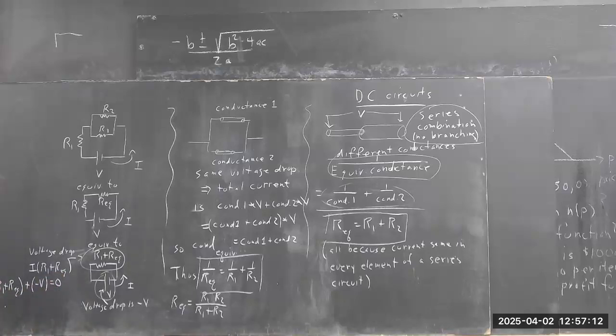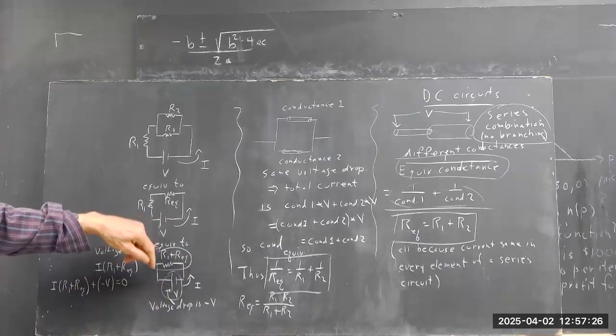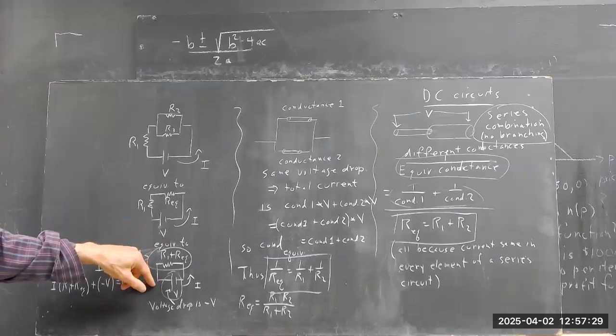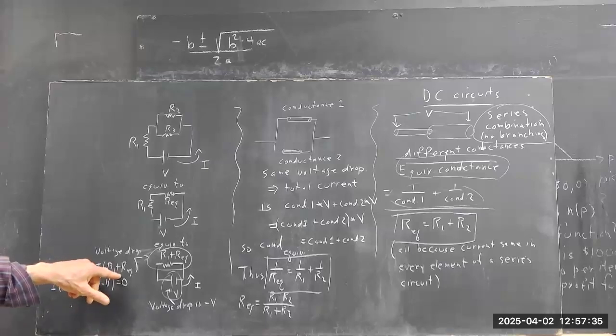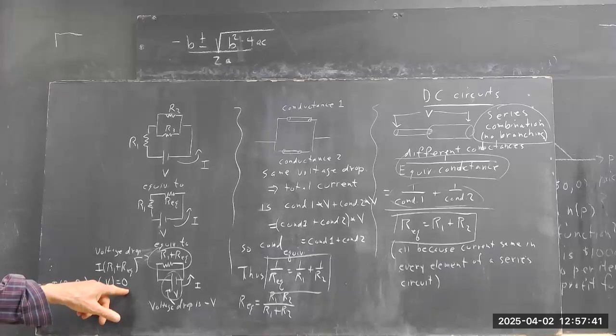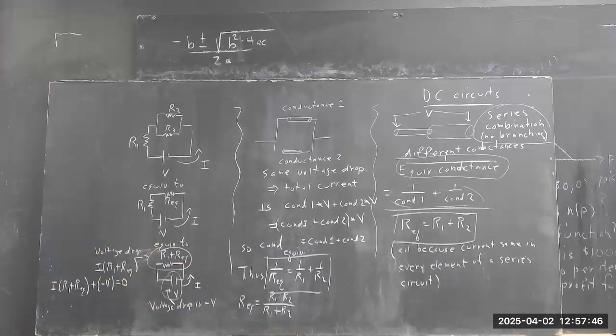The total voltage drop is 0. That's just conservation of energy. Voltage drop is the work per unit of charge in going around a complete circuit. If you go from any point in this circuit back to the same point, you have a voltage drop of negative V and a voltage drop of I times R1 plus R equivalent. Since you're coming back to the same point, and since electric fields are conservative, there's no change in potential energy. And that's why the voltage drops sum to 0.